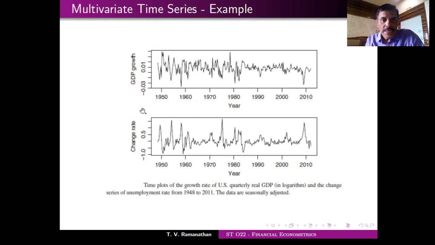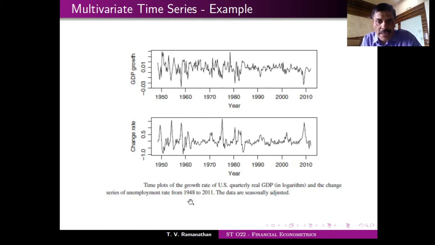Now look at this as an example. It is a multivariate time series with US quarterly real GDP, GDP in logarithm. This is quarterly growth, not the absolute value. Growth means GDP at time t minus GDP at t minus 1, divided by GDP at t minus 1. That's what generally is the growth. Then you have the change rate, and the change series of unemployment, which is basically the unemployment rate.